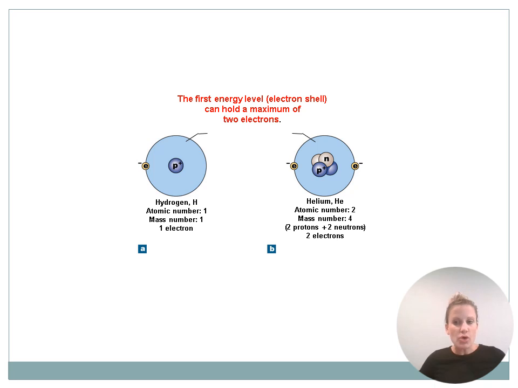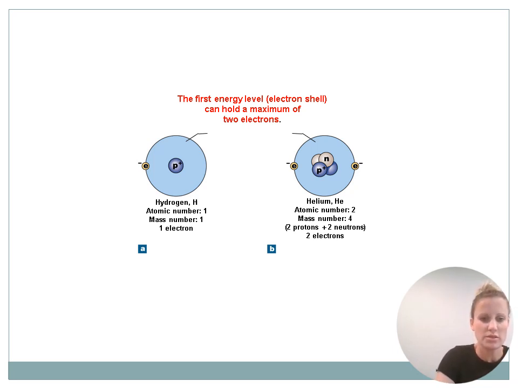So here we see two different elements. Here on the left, this is a drawing of an atom of hydrogen. So this is one atom of hydrogen. What we're going to do is map out the protons, neutrons, and electrons for each of these. Hydrogen is atomic number 1, and remember that tells us the number of protons that it has.